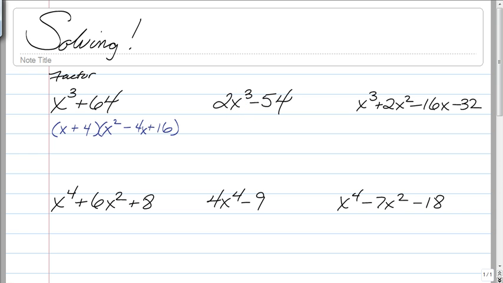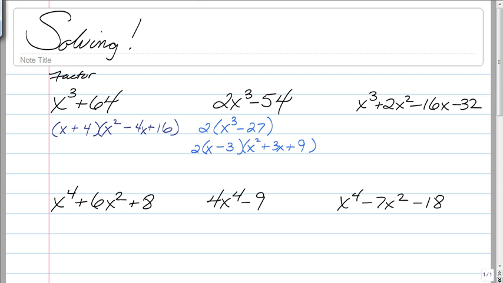The second one, the first thing you should notice is you need to factor out a 2 first, leaving you with x cubed minus 27. And then again, you see that that's the difference of 2 cubes. So we have 2, our small set, and our larger set. We have a minus, plus, plus. So we're going to have an x minus 3, x squared plus 3x plus 9.